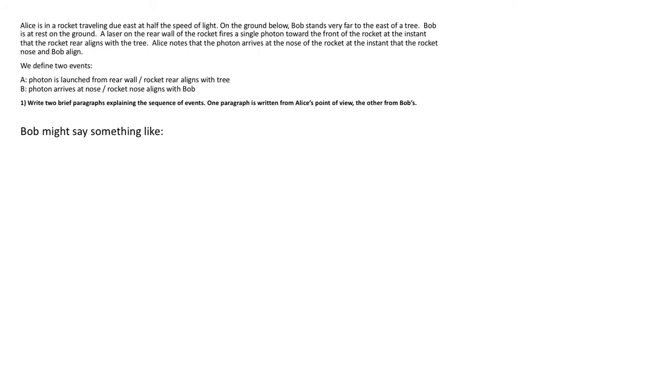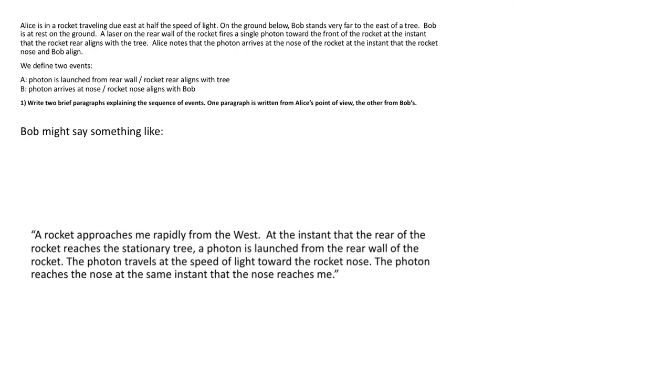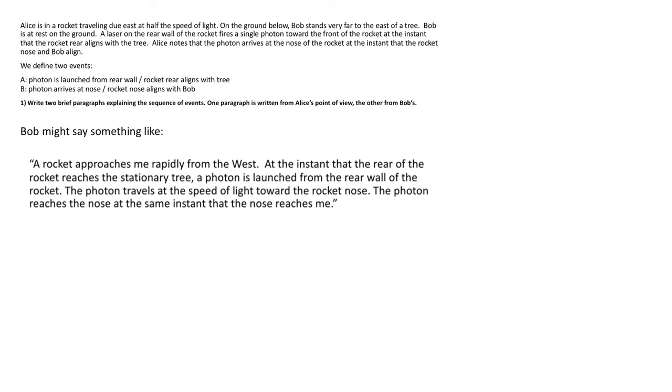And remember, in Bob's point of view, he's at rest, the tree's at rest, and the rocket is moving, and the photon is moving. So here's something that Bob might say. Okay. A rocket approaches me rapidly from the west. At the instant that the rear of the rocket reaches the stationary tree, a photon is launched from the rear wall of the rocket. The photon travels at the speed of light toward the rocket nose, and the photon reaches the nose at the same instant that the nose reaches me.